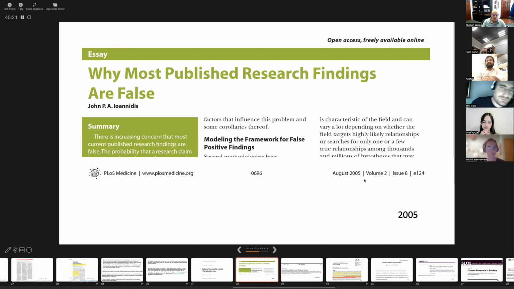And he says in the summary of this essay, there is increasing concern that most current published research findings are false.